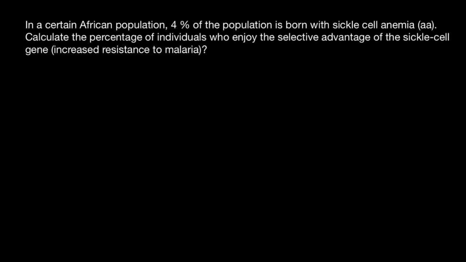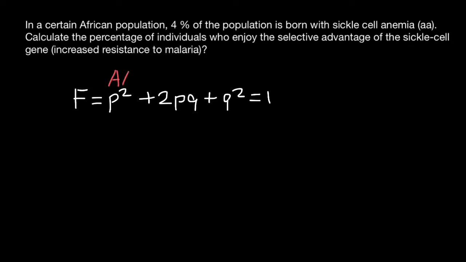This is a classical Hardy-Weinberg problem, so we are going to use the Hardy-Weinberg formula in order to solve this problem. So p squared plus 2pq plus q squared all equals 1. And p squared here stands for the homozygous dominant genotype, 2pq stands for the heterozygous genotype, and q squared stands for the homozygous recessive genotype.